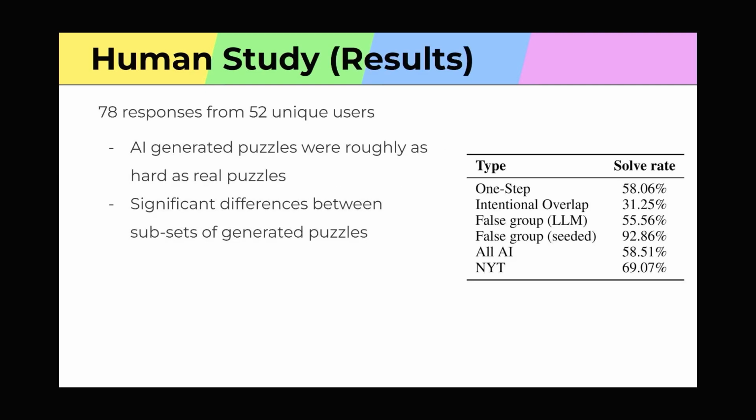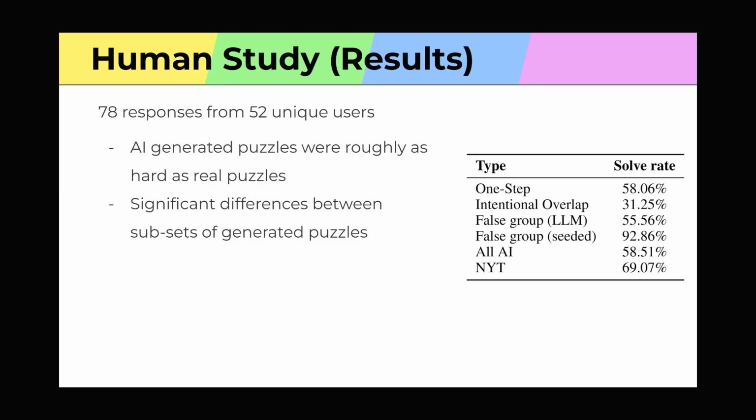So we collected 78 responses from 52 unique users. We encouraged users to complete it multiple times. And looking at objective measures, we see that AI-generated puzzles were roughly as hard as real puzzles, with all AI puzzles overall being solved 58% of the time, and New York Times puzzles being solved 69% of the time.